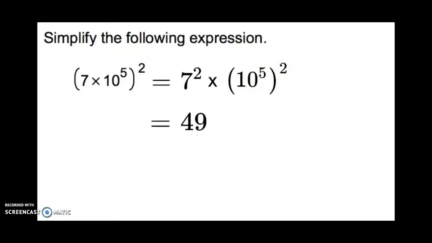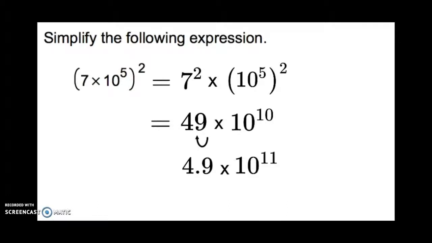Now 7 squared is 49. 10 to the 5th squared, I multiply 5 times 2, and I get 10. Now I need to put this in scientific notation. So I move the decimal place to the left once, and when I move it to the left, I add 1 to the exponent. So I have 4.9 when I move it to the left one, times 10 to the 10 plus 1. The exponent of 10 is being added by 1, and I'll get 10 to the 11th power. So my answer will be 4.9 times 10 to the 11th power. So let's put that in.